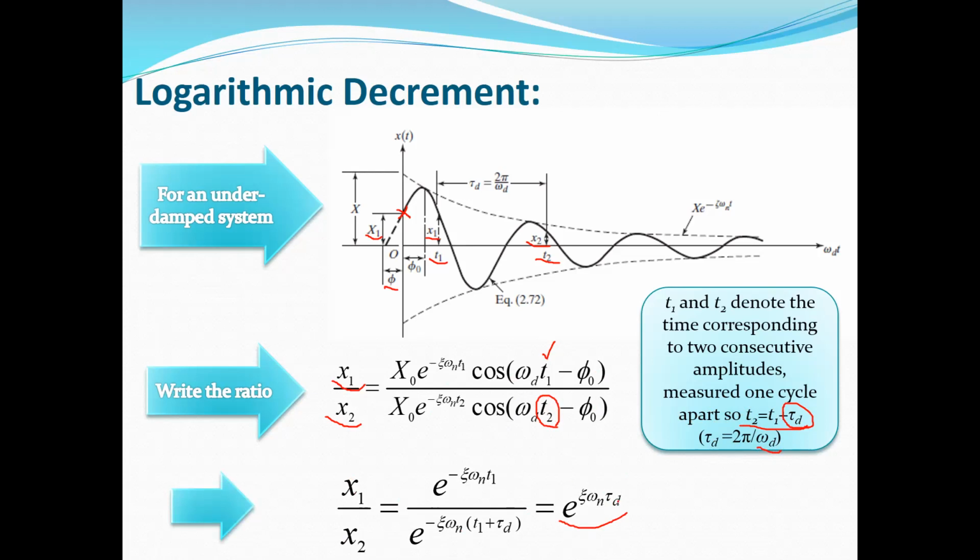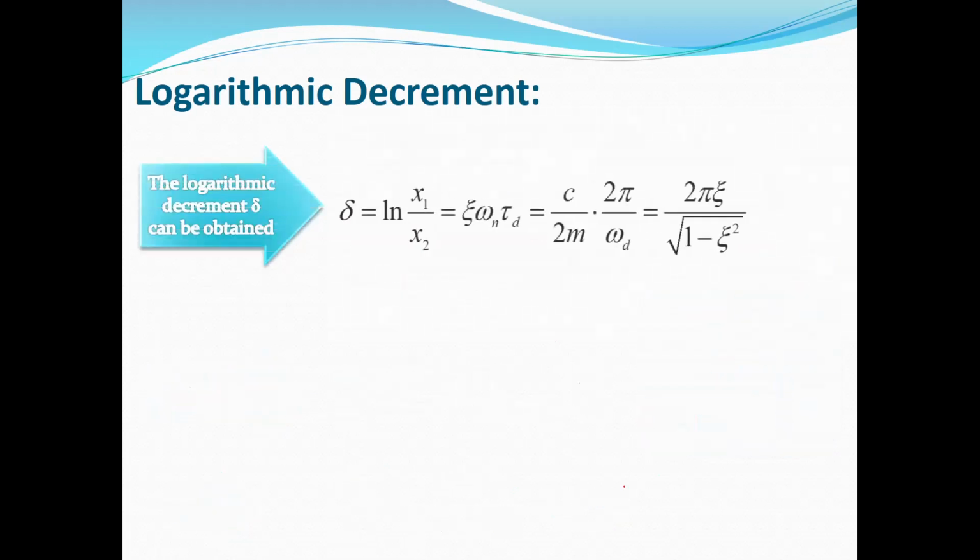Again tau d is equal to 2 pi divided by omega d, and omega d is a function of psi and omega n. I mean, finally, you can extract the ratio of x1 to x2 as a function of the natural frequency and the damping ratio. So you can simplify this equation more and find the logarithmic decrement by calculating the ln of the previous term.